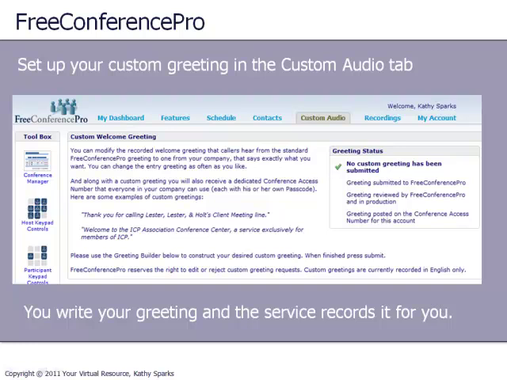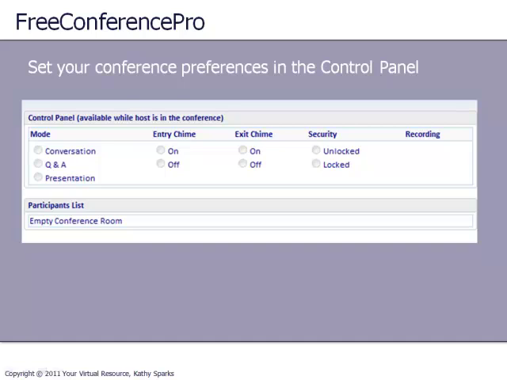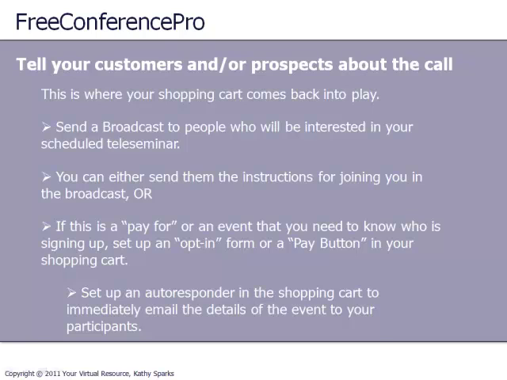Schedule your conference with this little calendar. You name your conference, the start date, and the start time, and how long you're going to have it, and an estimated number of participants that you're going to have on your conference. And you set all of the preferences in your control panel, whether you want a conversation mode or presentation mode, whether you want to hear when people come on or when they leave, and if you want security and all that sort of thing.